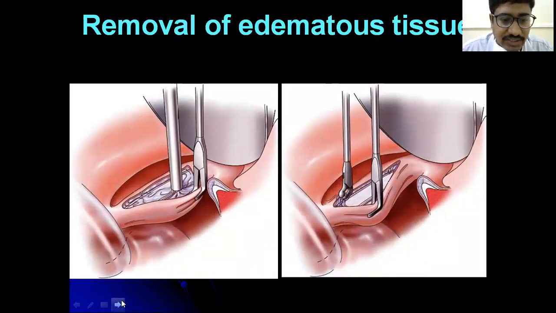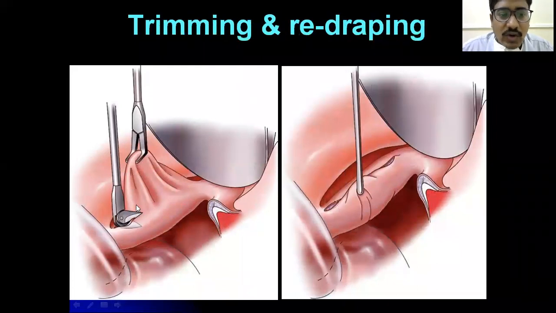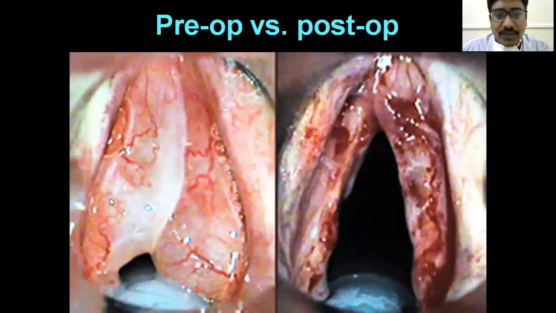This is the removal of the edematous tissue, and afterwards you are trimming the excess epithelium and re-draping it. So this surgery is called decortication surgery. Decortication surgery is useful for Reinke's edema. This is a boggy swelling of the vocal cords, and after elevation of the flap, you are removing the edematous tissue and trimming the excess squamous epithelium, and you are placing it over the vocal cord.